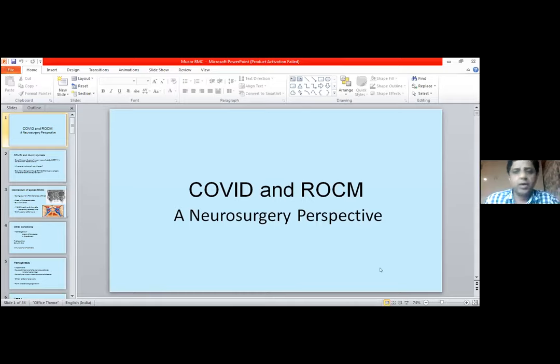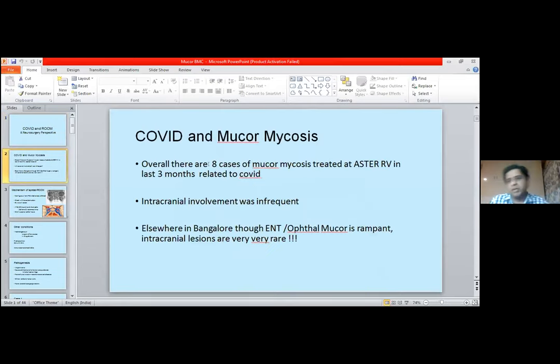I have just shifted over to another hospital. I was initially at NIMHANS for almost 20 years, and for the last 2 years I have joined Aster RV Hospital. And I concur with Krishna as well as Arun that though we are seeing a lot of mucormycosis cases, the number of cases with intracranial extension, where we have to intervene, is very much less.